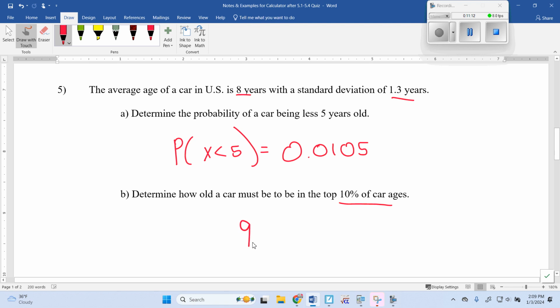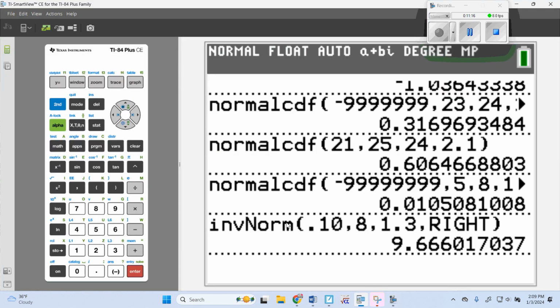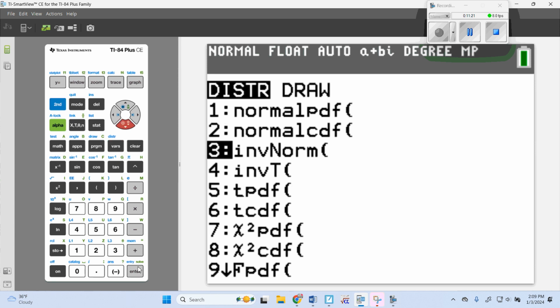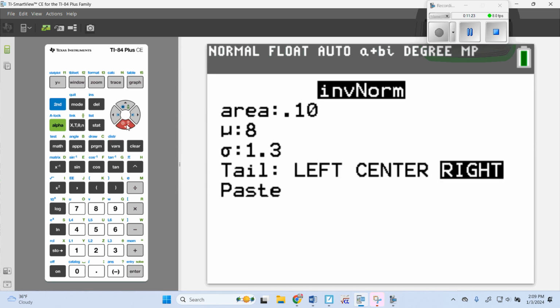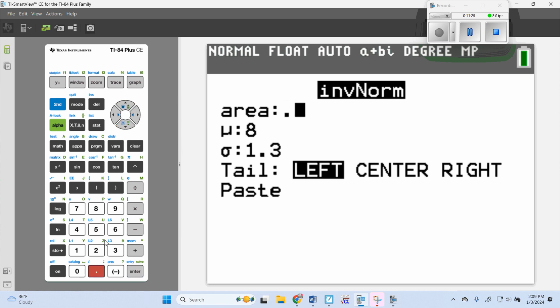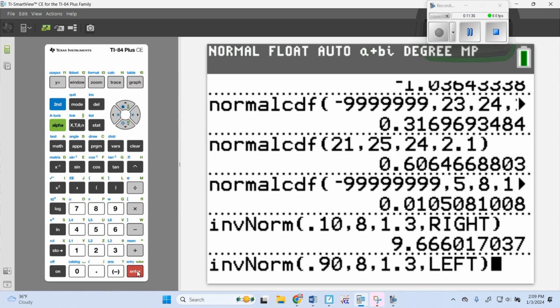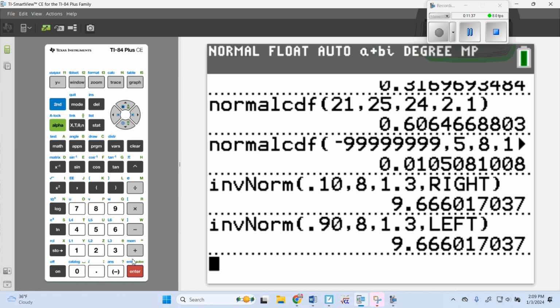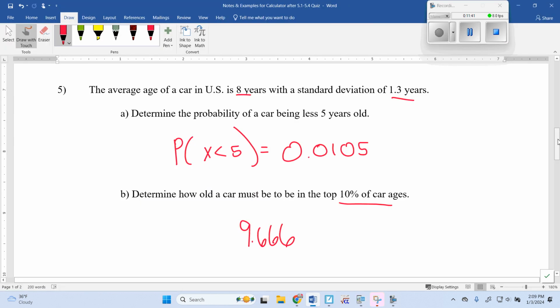Now, when you do this, understand if you don't have that on your calculator, right? You don't have the left, right, center thing. Your calculator is going to be set on the left automatically. So if you want the 10% to the right, you're going to need 90% to the left, and you get the same answer. So you just need to be careful with the left, right, center.